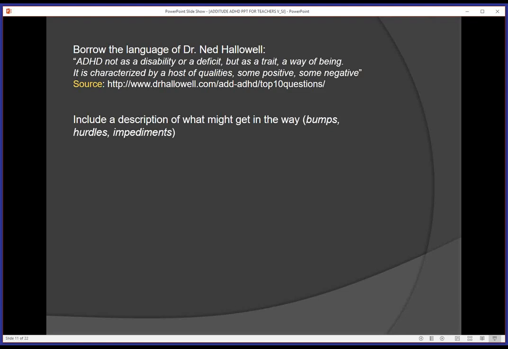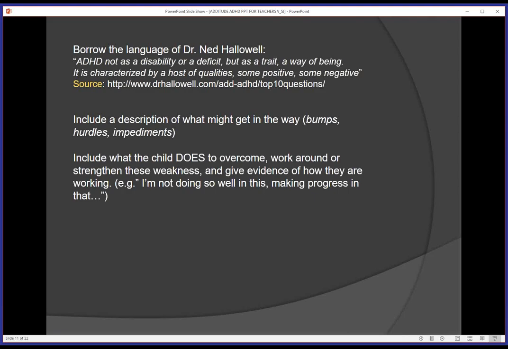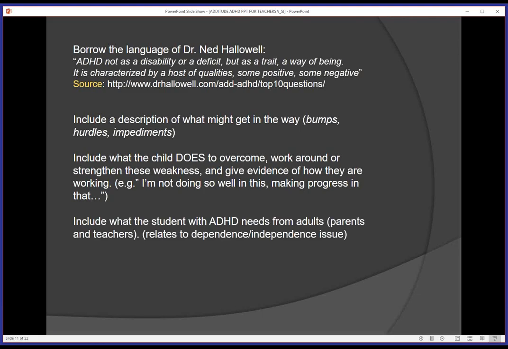In these self-appraisal devices that I talked to you about on the previous slide, these ought to include a description of what might get in the way. And depending on the developmental level of kids, you can talk about bumps or hurdles or impediments, and then what this child does to overcome those bumps or hurdles, how you work around or strengthen your weaknesses. The child who's able to show evidence of how these techniques and strategies are working is also strengthened by this, both in terms of their external PR and their internal self-awareness. For kids who can say, I'm not doing so well on this thing, but I'm making progress in this other thing. So it's a journey, and I'm on that journey, and I just want you to know that.